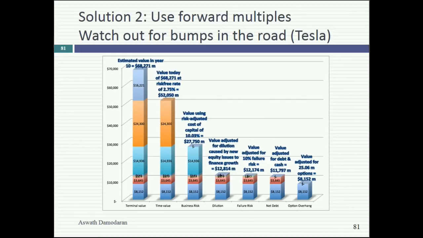So when you talk about forward multiples, that's what you're doing, you're dividing the market value today by some expected revenues. And guess what? In your DCF, you already have those expected numbers. You don't have to make them up. You're looking at that multiple.